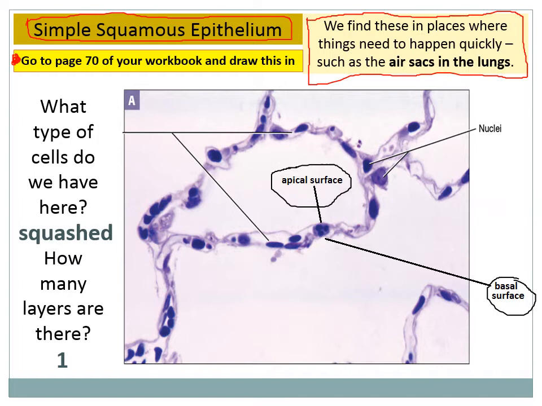So we're going to find these types of cells in places where things need to happen quickly. This is going to be found in the air sacs of our lungs, which we'll talk about again when we get to the respiratory system. So we find these in the air sacs of the lungs.